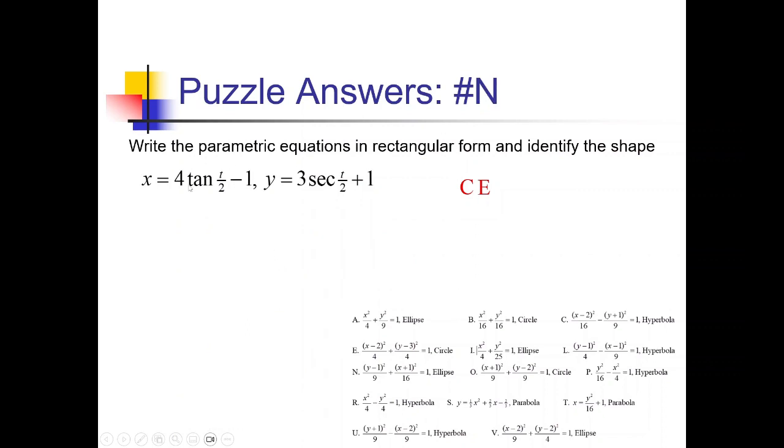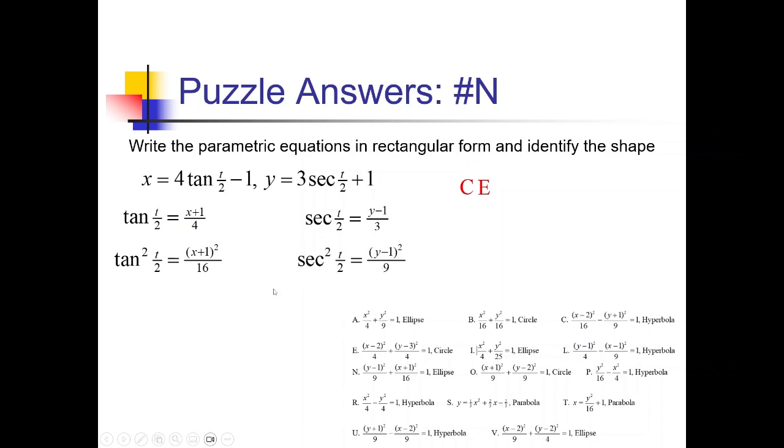For this next one, we got some more tan and secant going on. Let me isolate and square those. So we've got (x plus 1) over 4 if I isolate the tan there. And then squaring both sides, we have tan squared equals (x plus 1) squared over 16. Next up, for this one, we've got 1 being subtracted, then divide by 3. So (y minus 1) over 3 equals secant. Squaring both sides, that's secant squared equals (y minus 1) squared over 9.